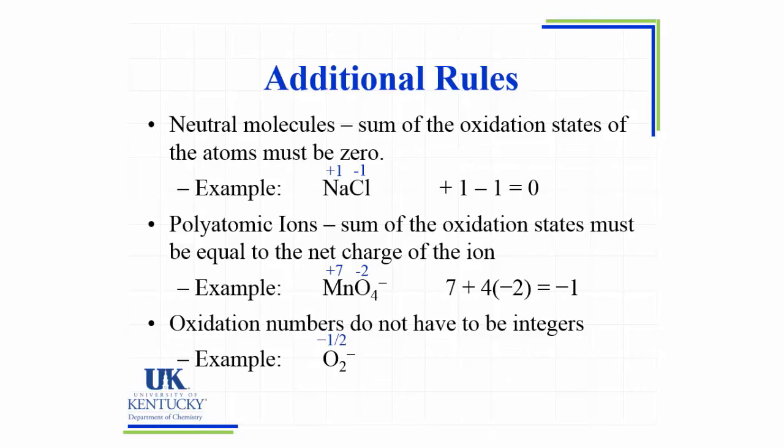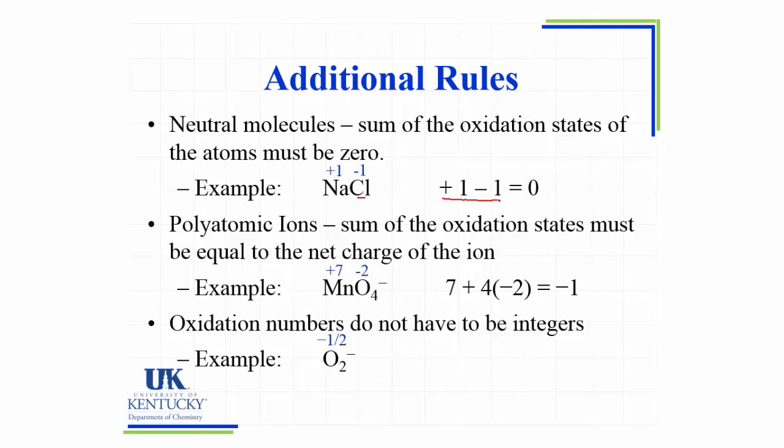So a few other rules apply when we're assigning oxidation numbers to elements, whether they're free elements or in an ion or in a compound. For a neutral molecule, the sum of the oxidation states must be equal to 0. So if we're looking at something like sodium chloride, sodium has an oxidation number of +1, chlorine has an oxidation number of -1, +1 minus 1 equals 0. If we're looking at an ion, such as a polyatomic ion, then what we know is the sum of the oxidation states must be equal to the net charge of the ion.